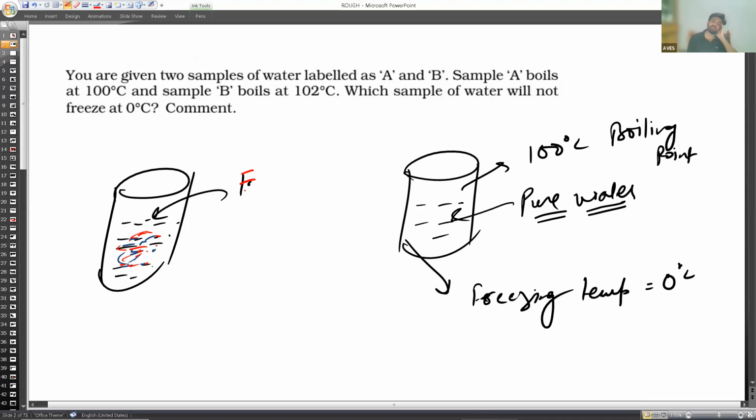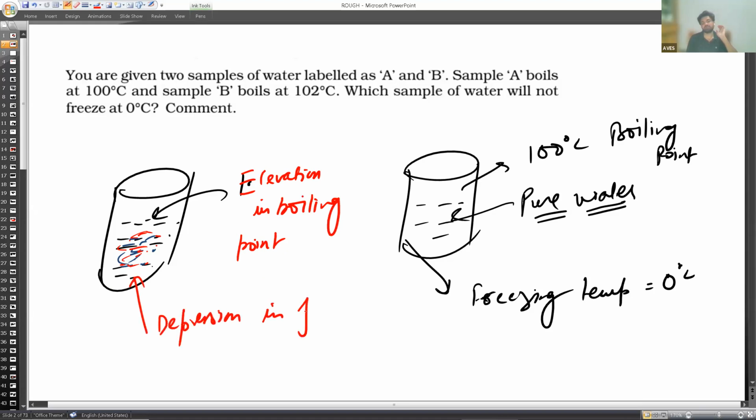Okay, elevation in boiling point, and depression in freezing point is seen. Okay, you understood? Yes or no? Yes, sir. Okay, so note this one.